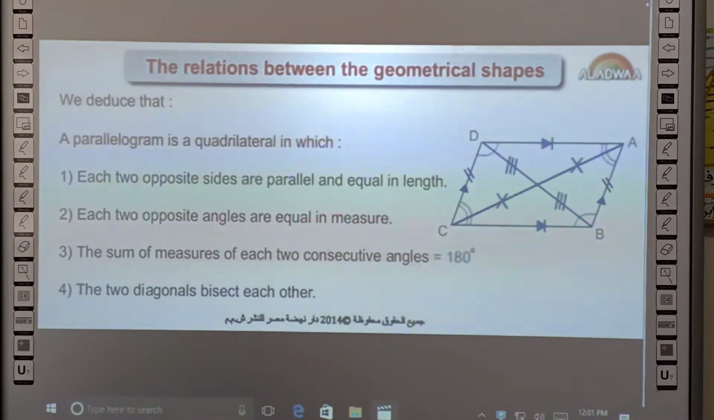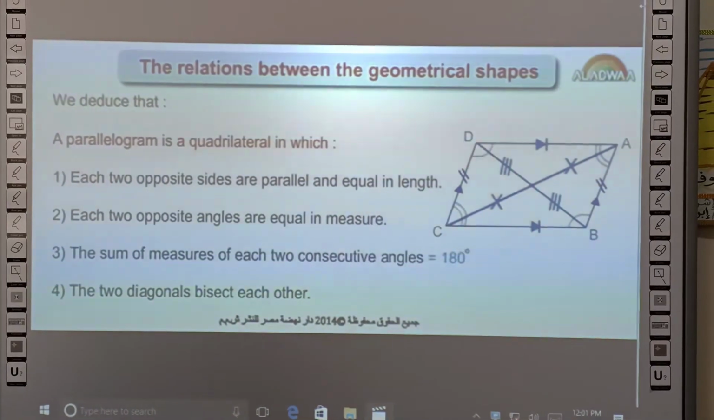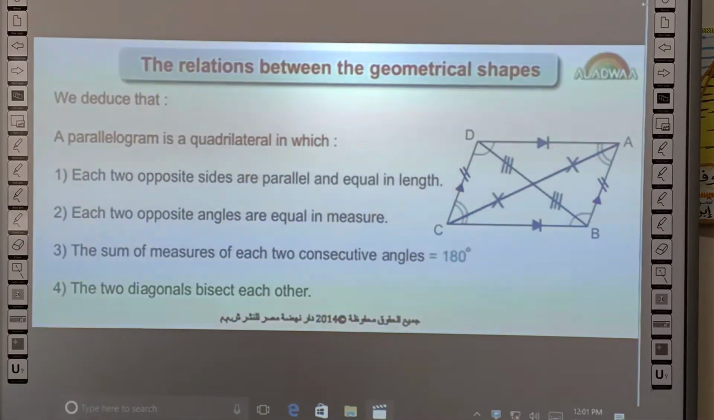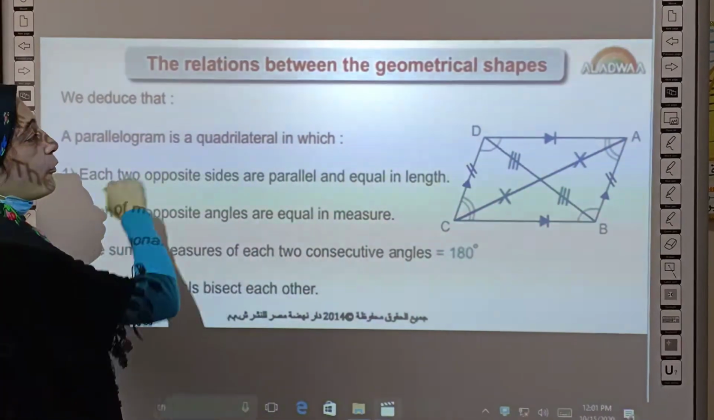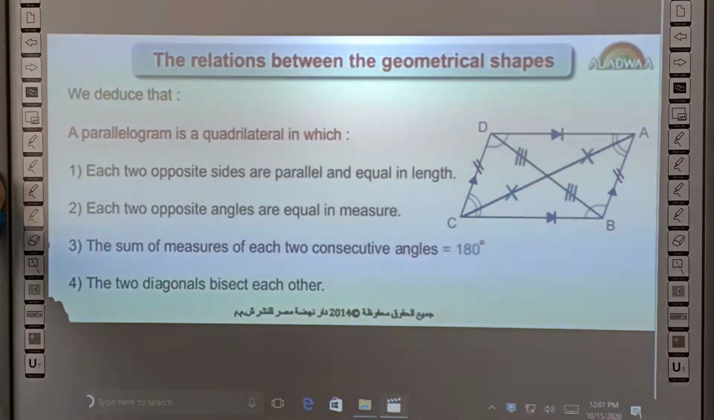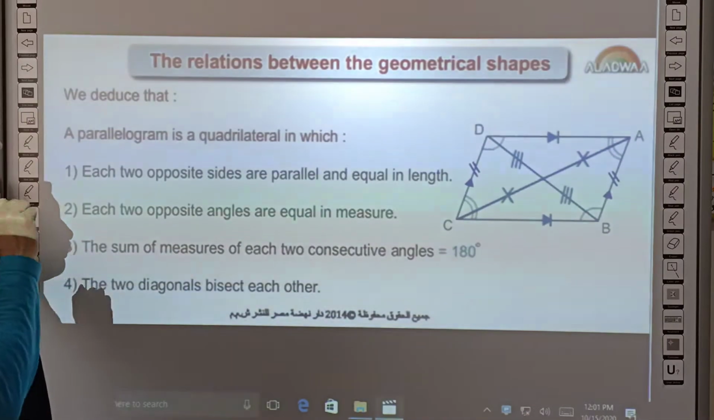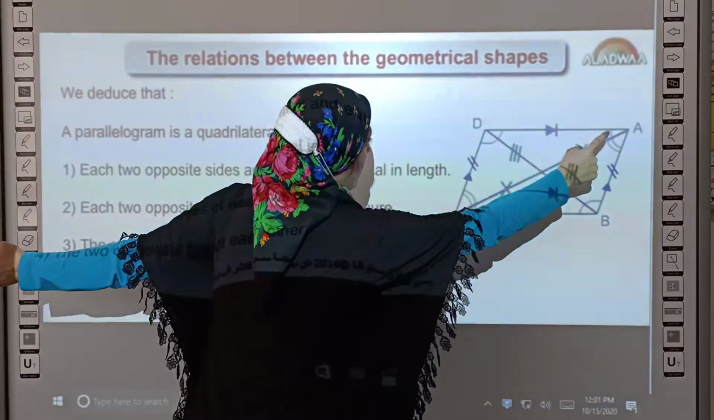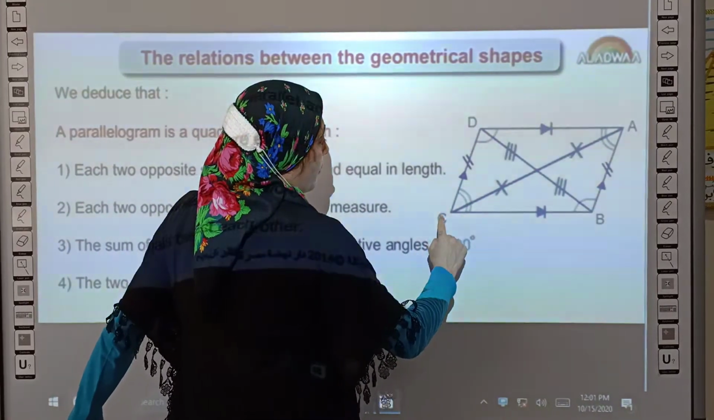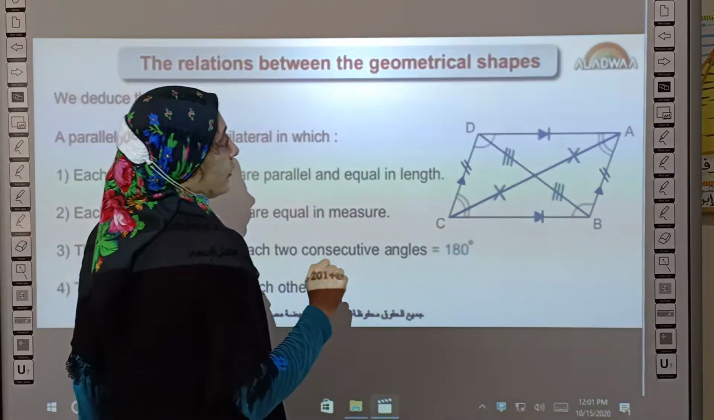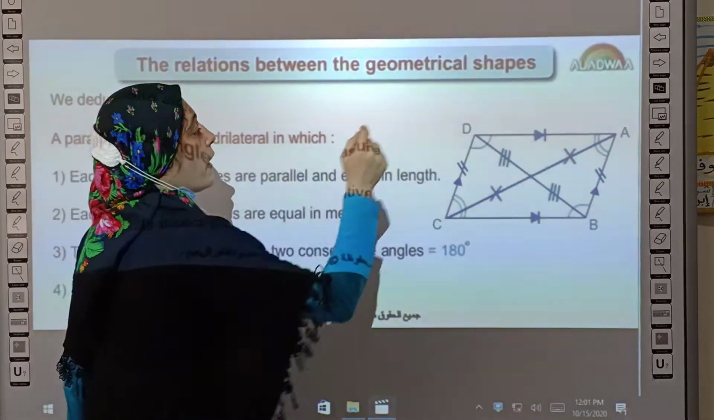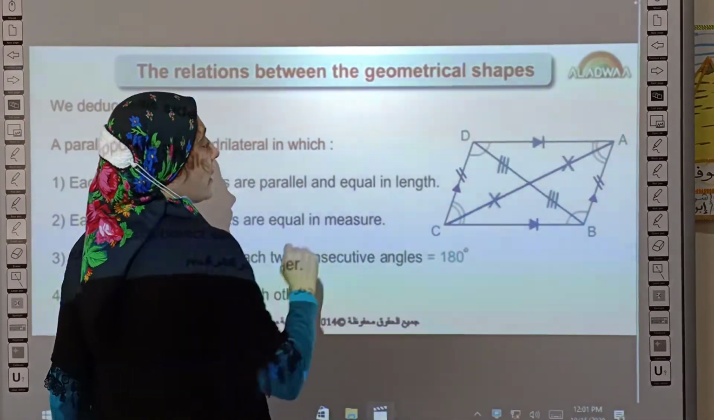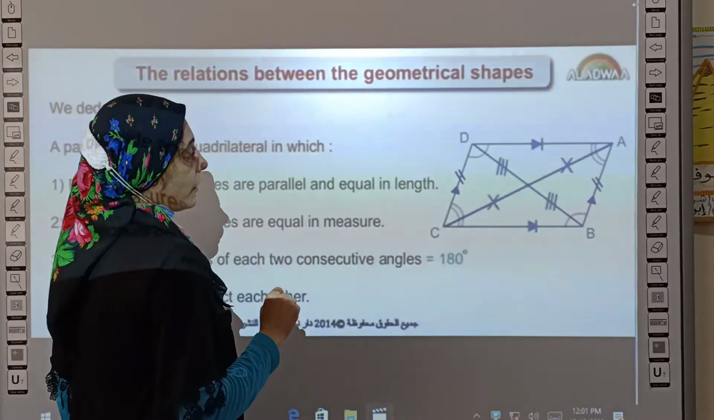Relations between the geometrical shapes. As we studied before, the parallelogram. A parallelogram is a quadrilateral in which each two opposite sides are equal in length and parallel. AD is equal to BC and parallel with it. AB equals DC and parallel with it.